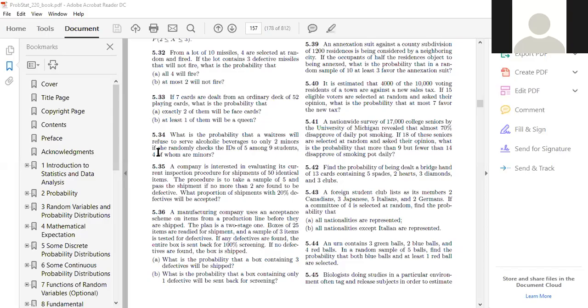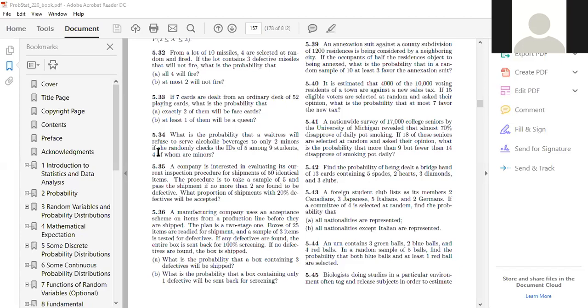Let me stop sharing this one, and again go to the book. Example 5.36. A manufacturing company uses an acceptance scheme on items from a production line before they are shipped. The plan is a 2-stage one. Boxes of 25 items are readied for shipment, and a sample of 3 items is tested for defectives.